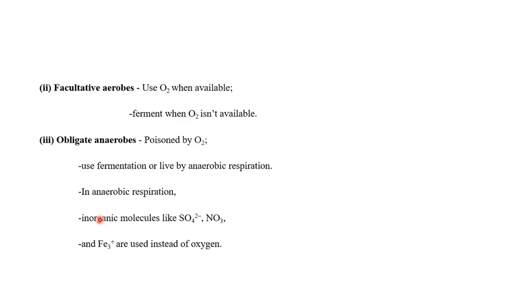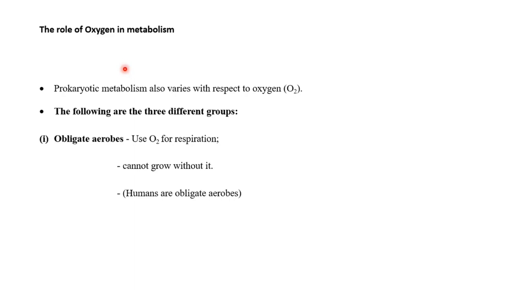And for facultative anaerobes, we did mention that they use oxygen if it is available, and they ferment when oxygen is not available. And obligate aerobes use oxygen for respiration, and they cannot grow without it. Humans are a perfect example of obligate aerobes.